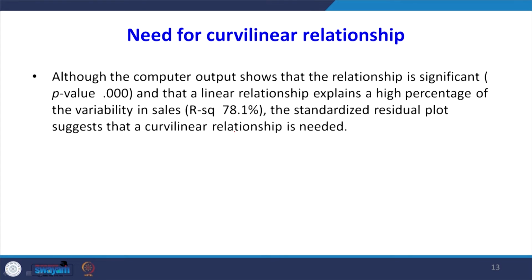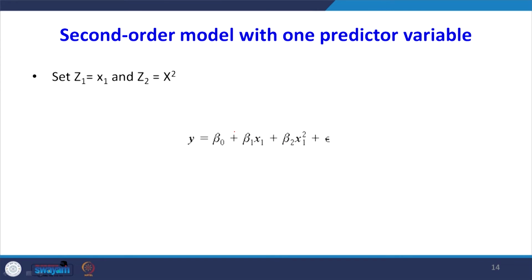So, what is the point which I wanted to say? Not only R square, not only the significance value, apart from that we have to draw different residual plots to verify whether the model is correct or not. When we plot the standardized residuals, it is suggesting a nonlinear relationship. So, we are going for what kind of nonlinear relationship we are going to have.